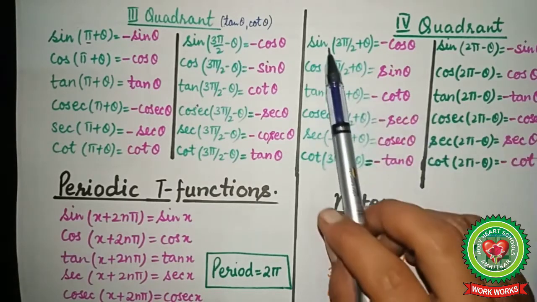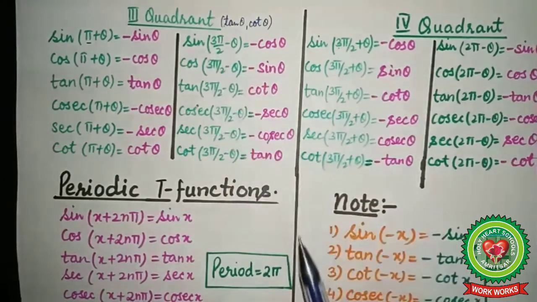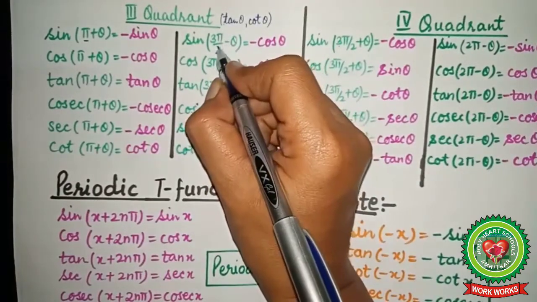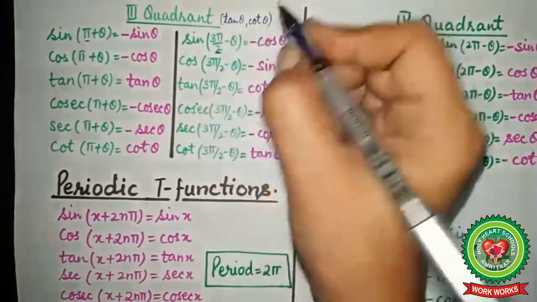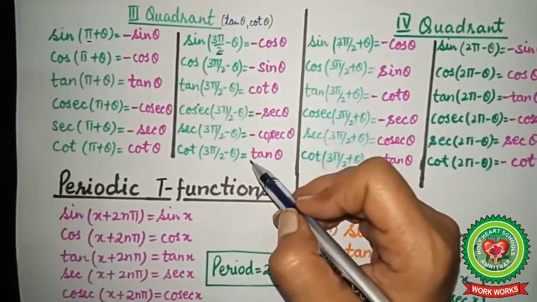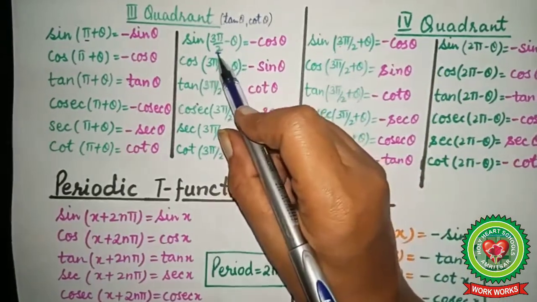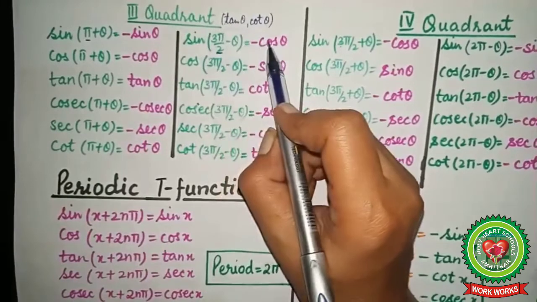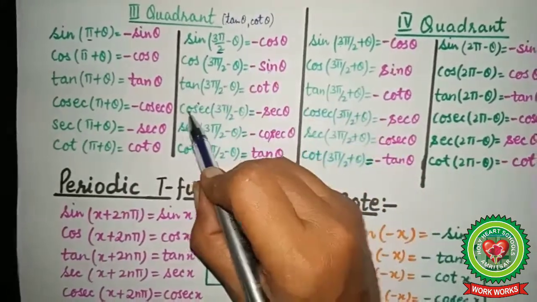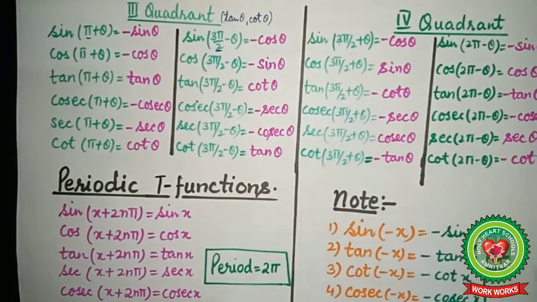Similarly, when it contains the angle 3pi/2 minus theta. Now 3pi/2 is a line of 90 degrees, so here the function will change and the sign will also change. Again we see that tan and cot are positive and all others are negative. Because it contains 3pi/2, the function will change. Sine changes to cos, cos to sine, tan to cot, cosecant to secant, secant to cosecant and cot to tan.